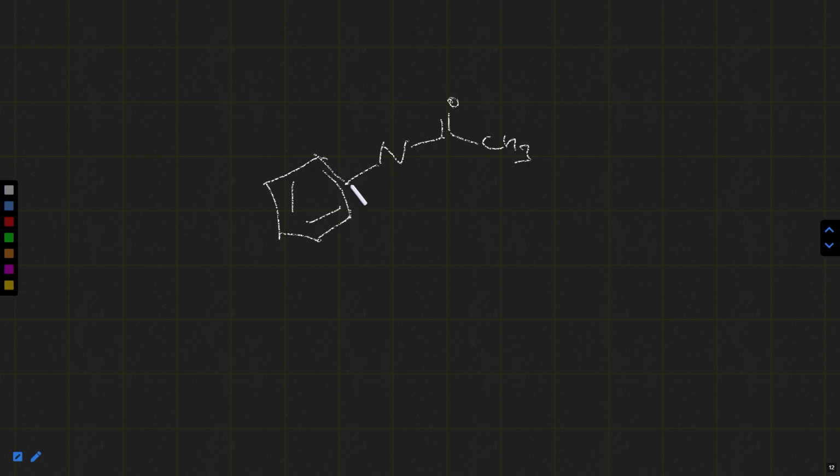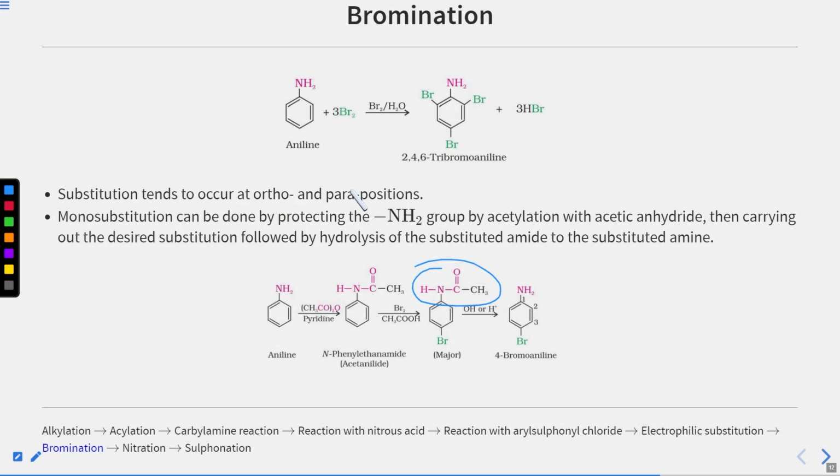Yeah. So you have a lone pair on nitrogen. This is being donated here in a fashion, not fully, but it is partially delocalized over the carbonyl center. Due to this, the tendency of the lone pair to go into the ring has been reduced, and hence the chance of overbromination is also reduced. So by protecting the NH group with the help of acid anhydride, we can do the monobromination.